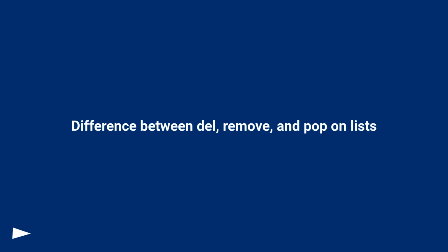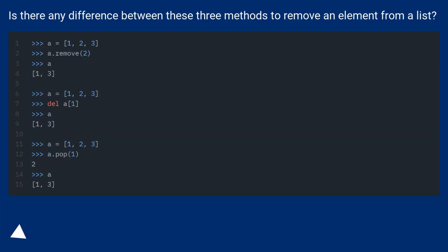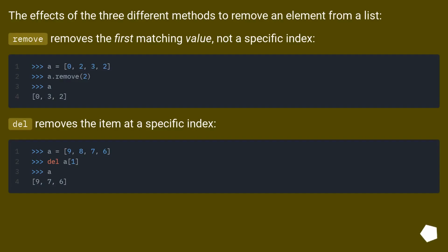Difference between del, remove, and pop on lists. Is there any difference between these three methods to remove an element from a list? The effects of the three different methods to remove an element from a list.